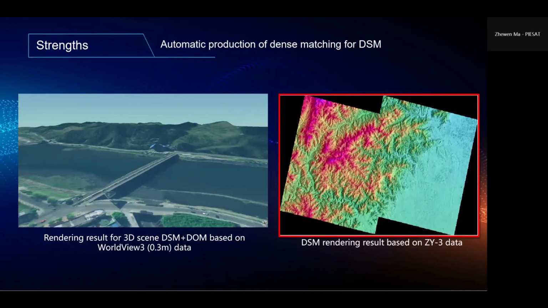There's also an example displayed here on the screen. The picture on the left shows the rendering result for a 3D scene of DSM and DOM image based on the WorldView 3 data, which comes with a 0.3 meter resolution. And the one on the right shows the DSM rendering result, which is based on the Ziyuan 3 series data.